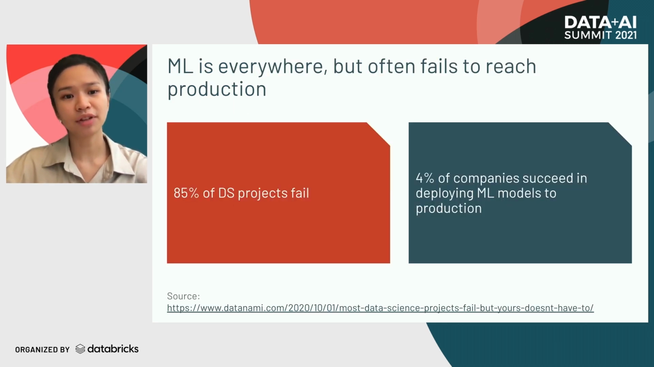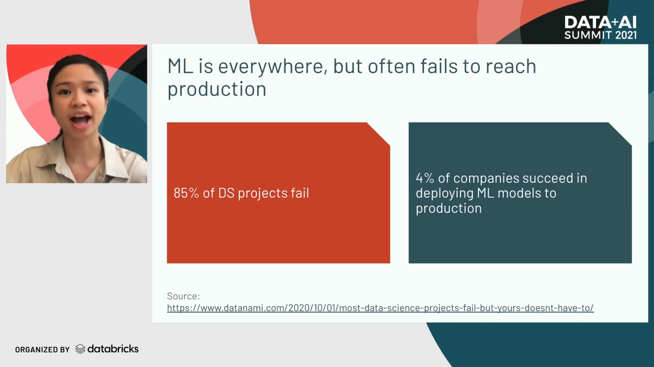Currently, we see a lot of companies adopting machine learning in their business, but according to a Gartner analysis, a surprising 85% of data science projects actually fail. Another technology research analysis shows that only 4% of companies have successfully deployed their machine learning models. The percentages of failures here are quite jarring, so let's dig into why.